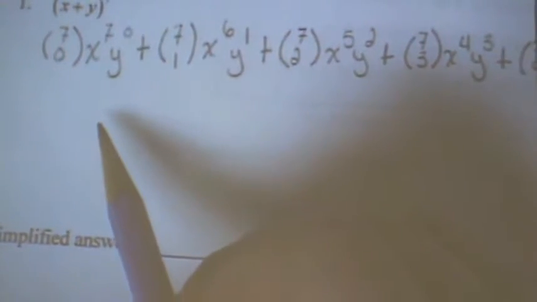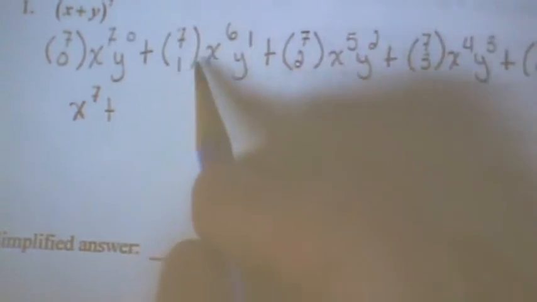So your combination for your first coefficient is 1. That's this first term here. This combination gives you 1, so you have 1 times x to the 7th times y to the 0. What is y to the 0? 1. Anything to the 0 power is 1. So you have 1 times x to the 7th, so you just have x to the 7th.